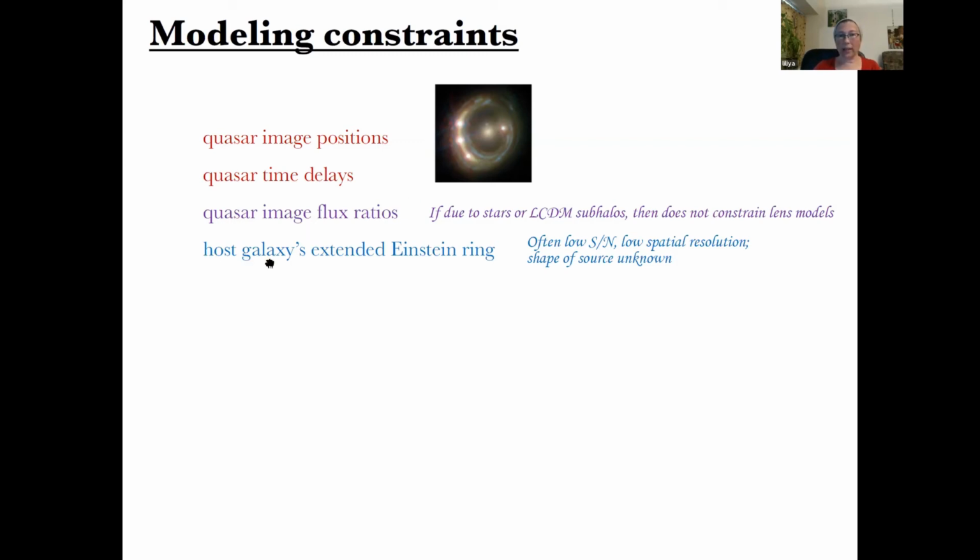There's also the host galaxy of the quasar source, which is imaged into an Einstein ring. And in this particular case, you see it's very, very pronounced. However, in some cases, the signal to noise associated with this ring is pretty low. And also the spatial resolution is not very good compared to the image position, what we call astrometry, basically how well you can determine the positions. There's about a factor of 10 difference between this and that. So sometimes that is used, sometimes it's not.